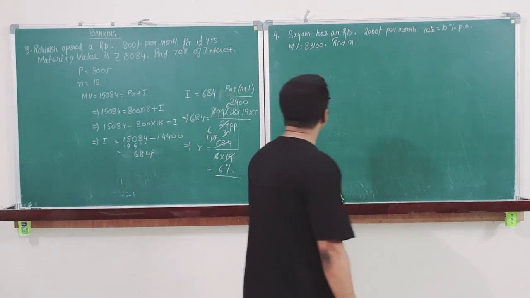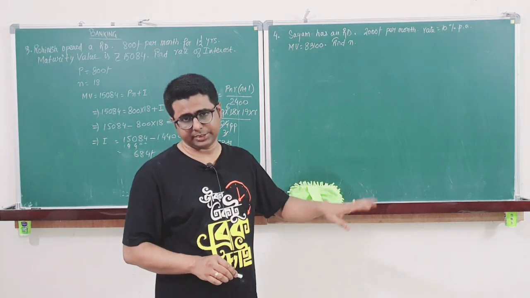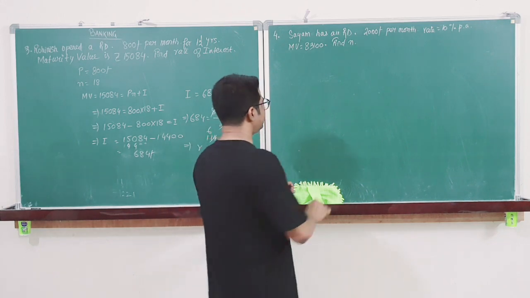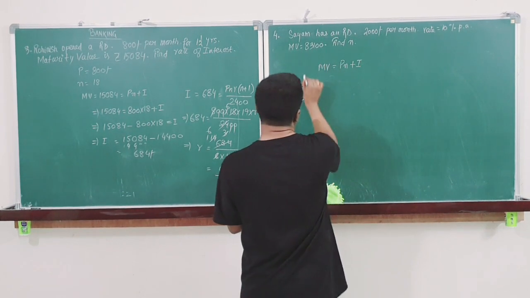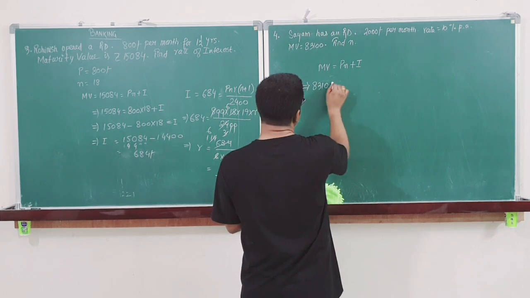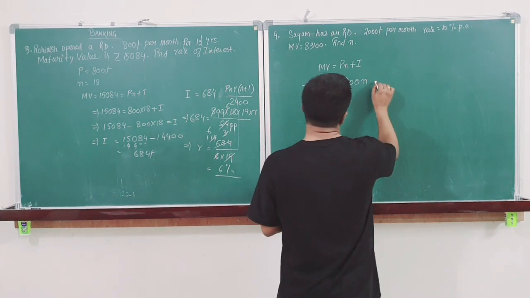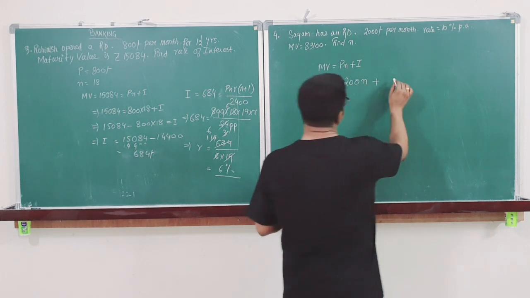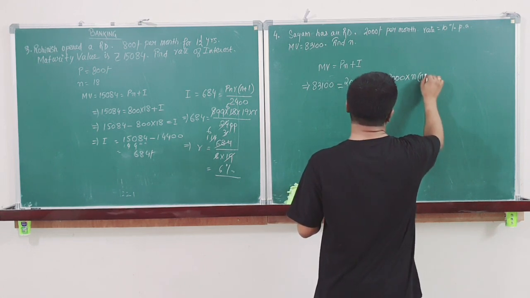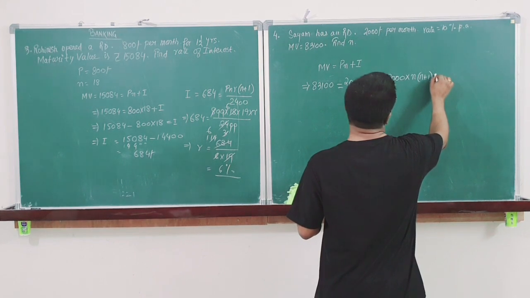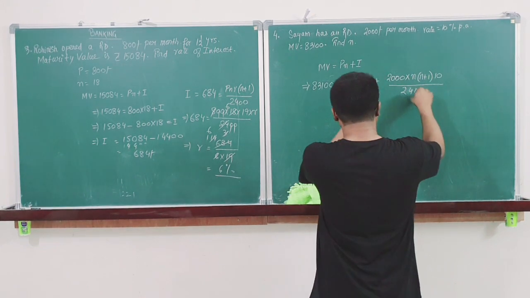Next problem, at 2000 per month, but here I have to calculate number of terms, that is how many installments I have to give the money. So what is my formula of maturity value? Pn plus I. Maturity value is given to me, 83,100. P is given to me, 2000. For how many years or months I don't know. n plus I. So this is equal to, I is again PNR. So 2000 into n I don't know, n plus 1 I don't know, R I know, 10% by 2400. So I can simplify this one.